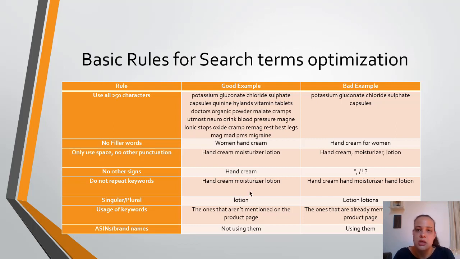Here in the table, you can see some good examples and some bad examples. A good example is where you use absolutely every single space you could to fill out these 250 characters. A bad example would be choosing just a couple of keywords, or maybe utilizing 50 characters here instead of all 250. It's always better to put anything than nothing, as long as it's related to what your product is. So make sure to use all 250 characters.